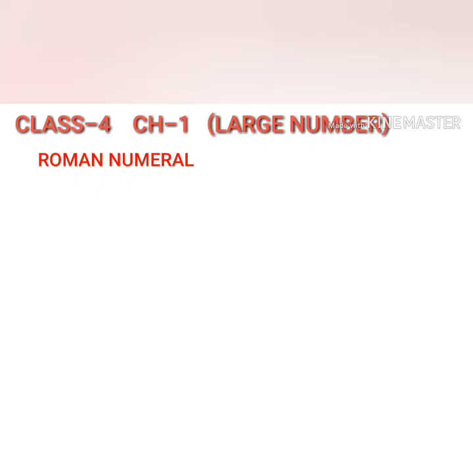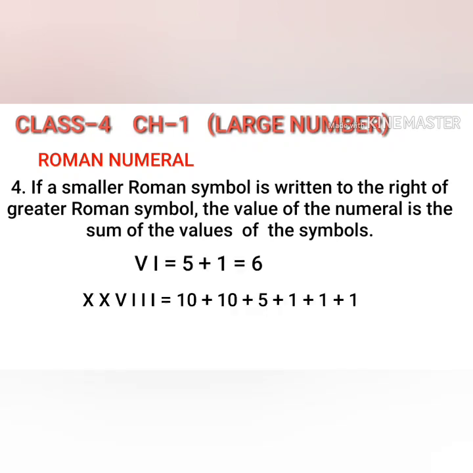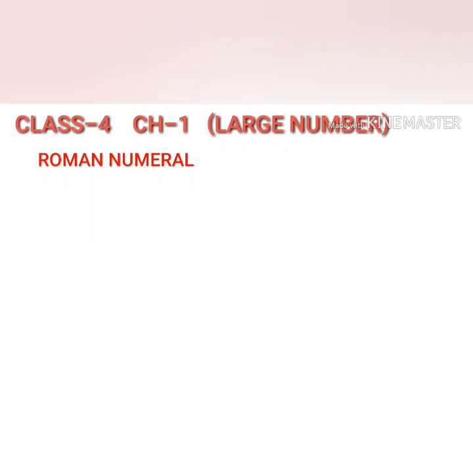Now rule number 4: if a smaller Roman symbol is written to the right of a greater Roman symbol, then the value of the numeral is the sum of the values of the symbols. For example, VI. V is 5 in Roman numerals and I is 1, and V is greater than I, so it will be 5 plus 1, that is 6. I have taken one more example, that is XXVIII. So we have to add all the values. X means 10, V is 5 and I is 1. So it will be 28.